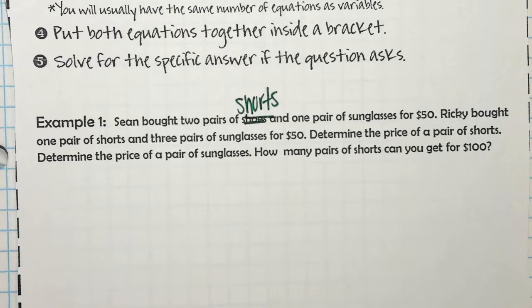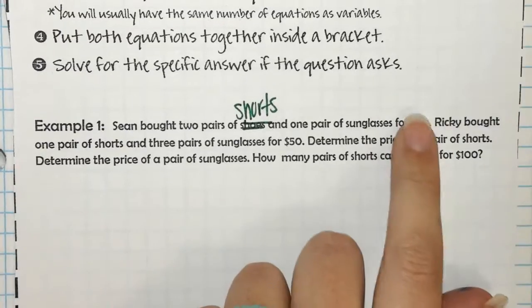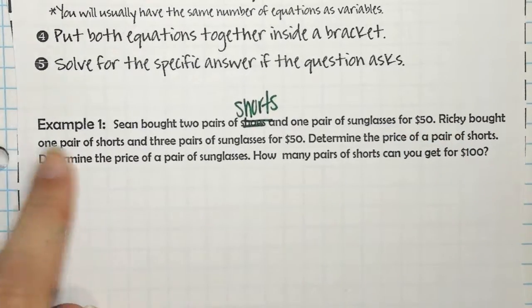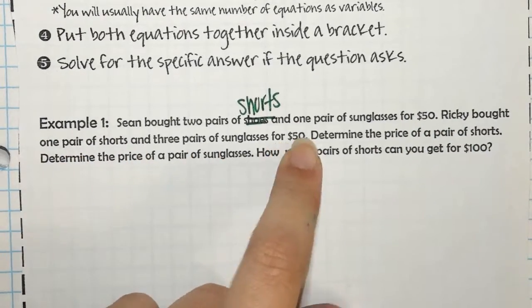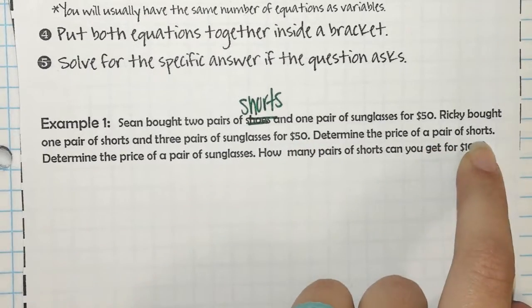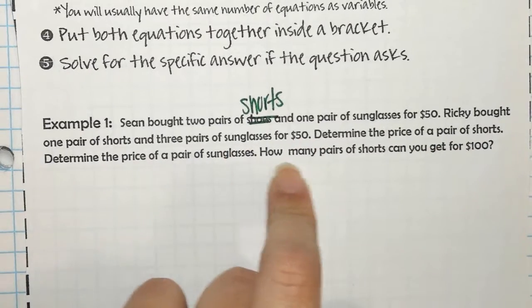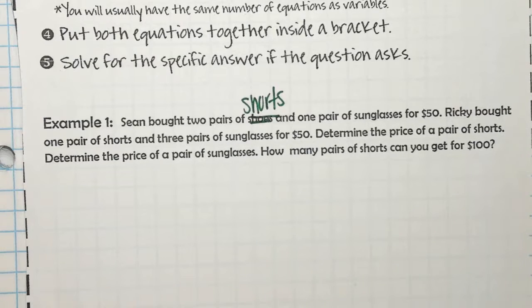Alright, Sean bought 2 pairs of shorts and 1 pair of sunglasses for $50. Ricky bought 1 pair of shorts and 3 pairs of sunglasses for $50. Determine the price of a pair of shorts. Determine the price of a pair of sunglasses. How many pairs of shorts can you get for $100?